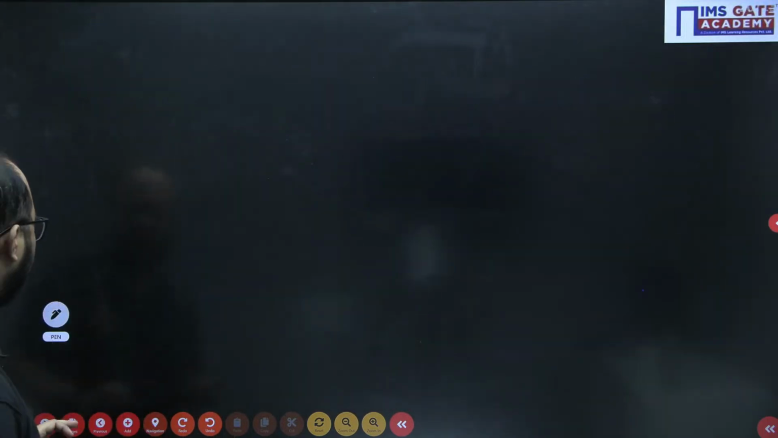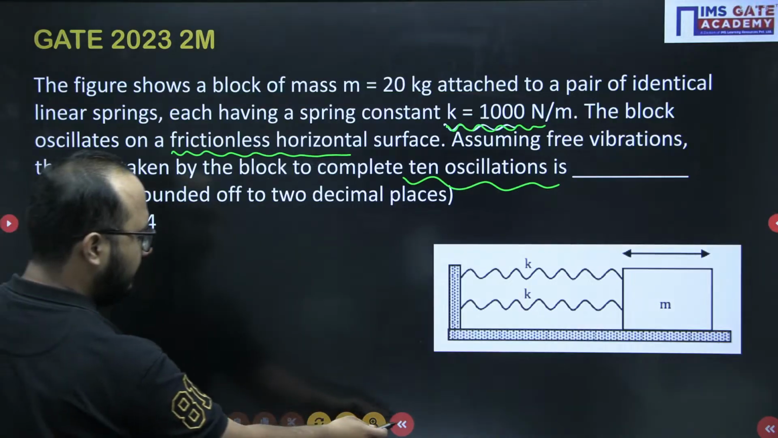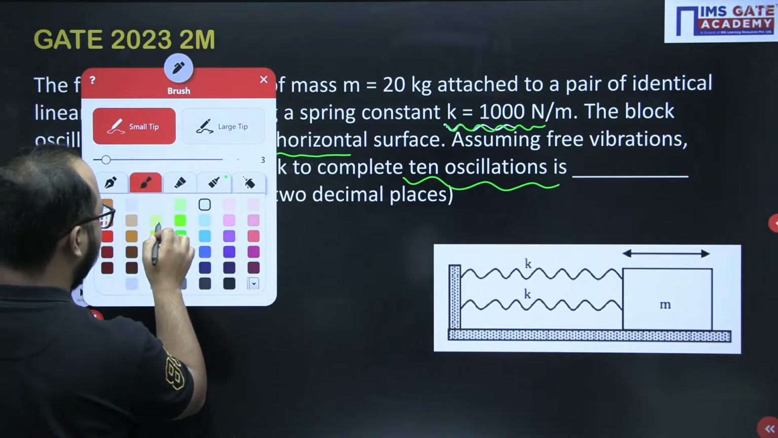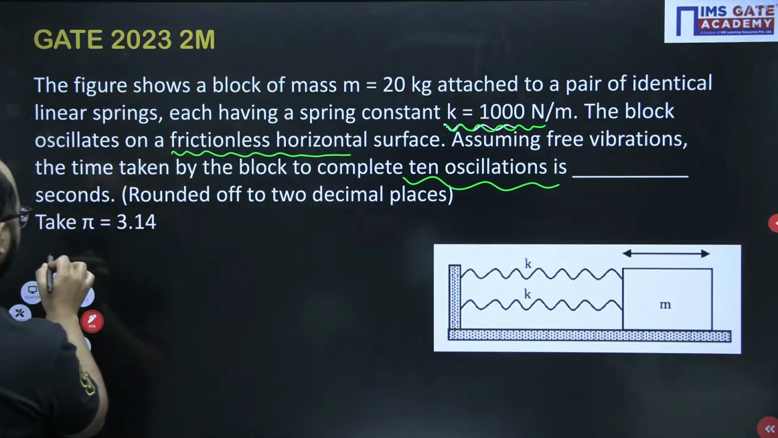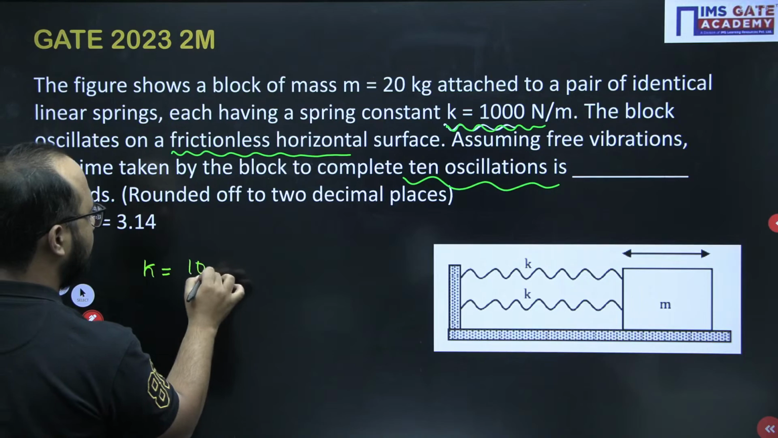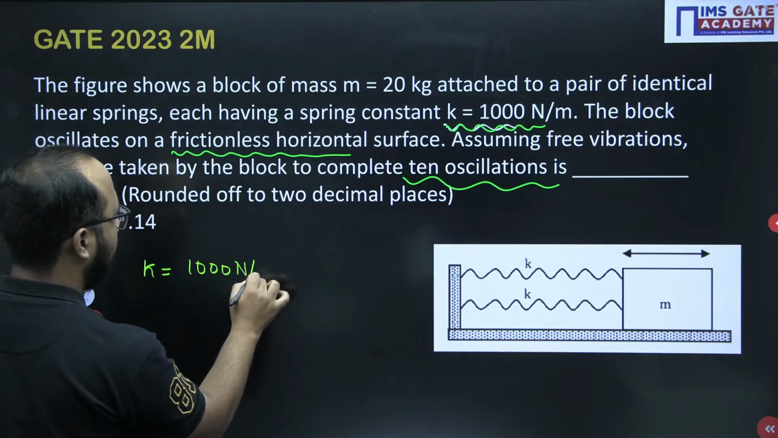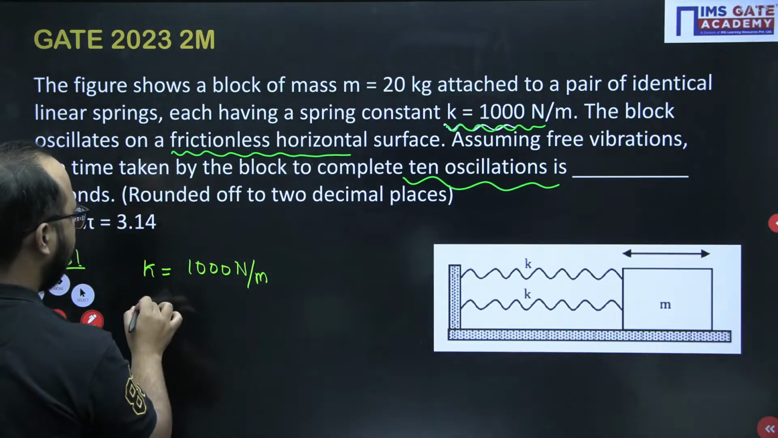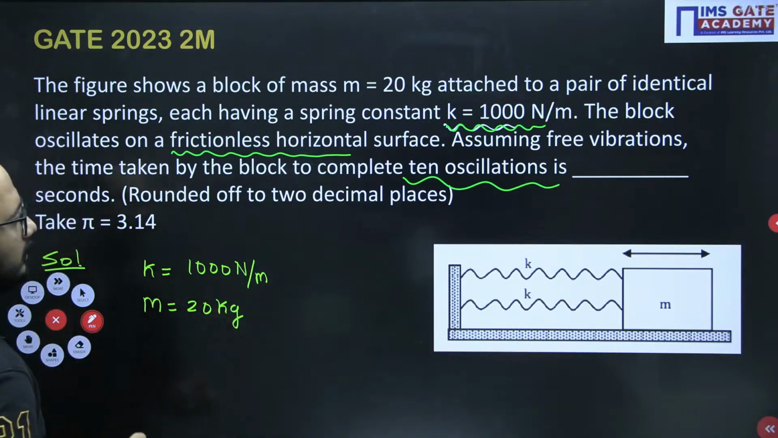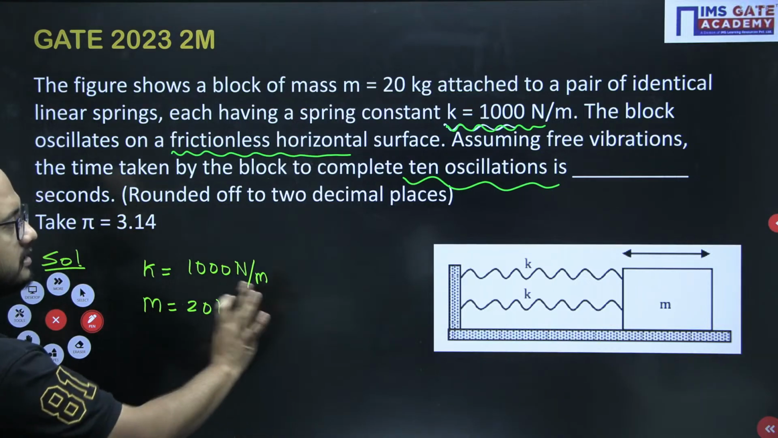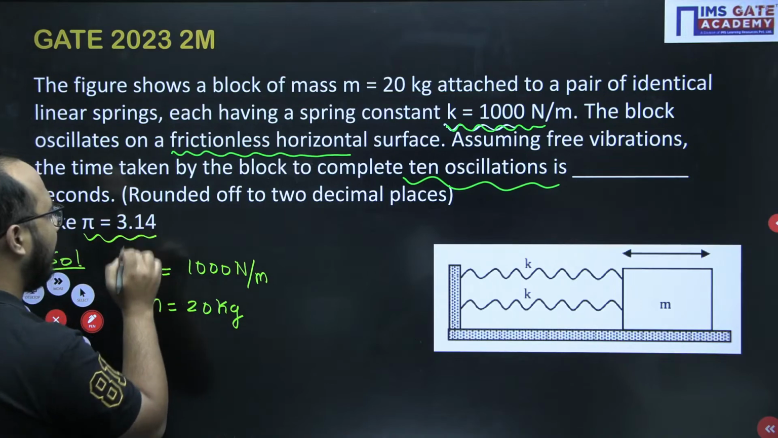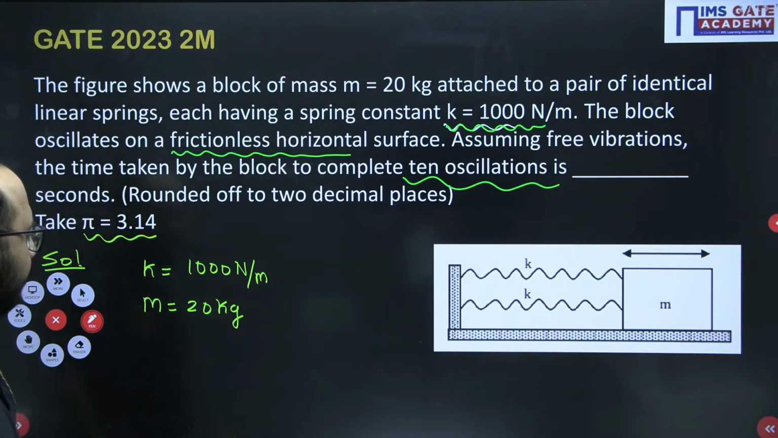Now this is the system given. We'll solve this one. So first I will write the data here itself. See, the data they have mentioned: K as 1000 Newton per meter, mass is 20 kg, and they have mentioned simply stiffness. Springs are in parallel. Now they have mentioned to take the value of pi as 3.14. No issue, we'll take that.